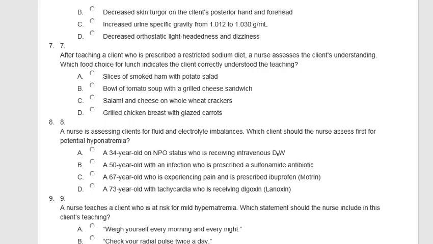Okay. If you look at these answers, we have a 34-year-old with NPO status. We have a 50-year-old with an infection. We have a 67-year-old who's experiencing pain. And we have a 73-year-old with tachycardia. Okay, so of all of these, which of these directly deals with fluid and hydration status? The first one, correct? So somebody who's NPO, they're already at risk for an electrolyte imbalance because they're not taking anything in, okay? Then we have, let's look at number 9.